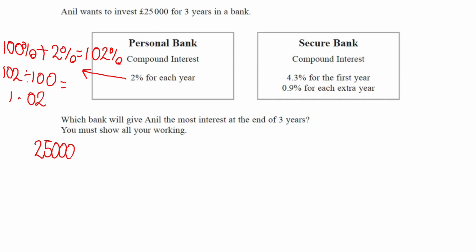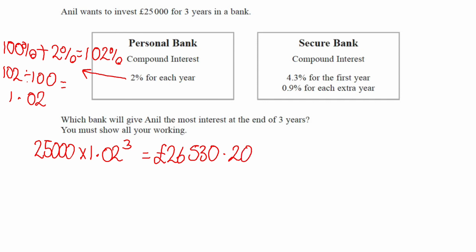If we divide by 100, we have got 1.02. So we're going to multiply our original amount by the multiplier. And this is the same every time. This is our setup, our formula. And our power that we're going to have here is the number of years. So because it's 3 years and it's the same percentage every year, we just put power of 3 here. So if we type that into our calculator, we will get £26,530.